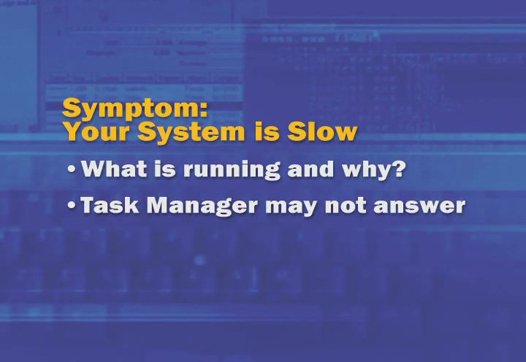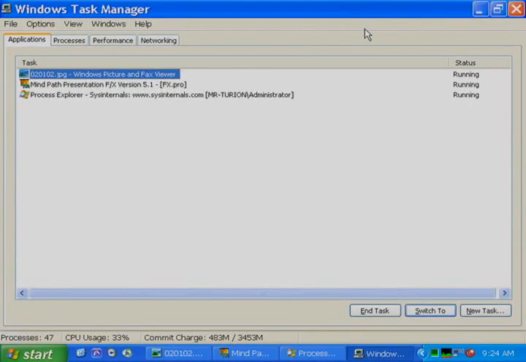Now, when your system is feeling sluggish, whether it be a server or workstation, most of us reach for Task Manager as a way to take a look at what's running. But as we're going to see, it may not accurately answer the question of why your system is slow. So I'm going to pull up Task Manager, and in its default configuration, it displays a tab called the Applications tab, which isn't terribly helpful for tracking down process resource usage.